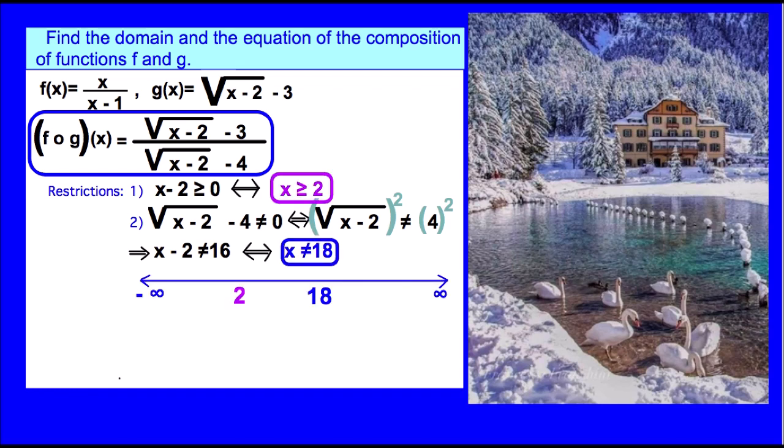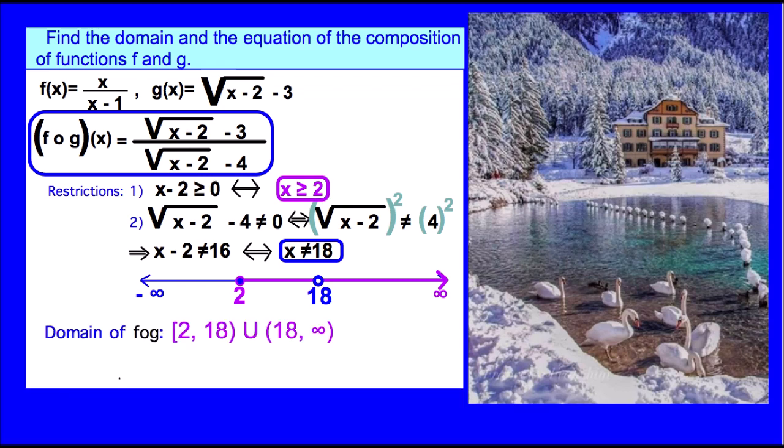Taking these restrictions and drawing out the number line, we can see that the domain of f composed with g is equal to the closed interval 2 comma 18, open, united with the open interval 18 to infinity. And the codomain of f composed with g is the set of real numbers.